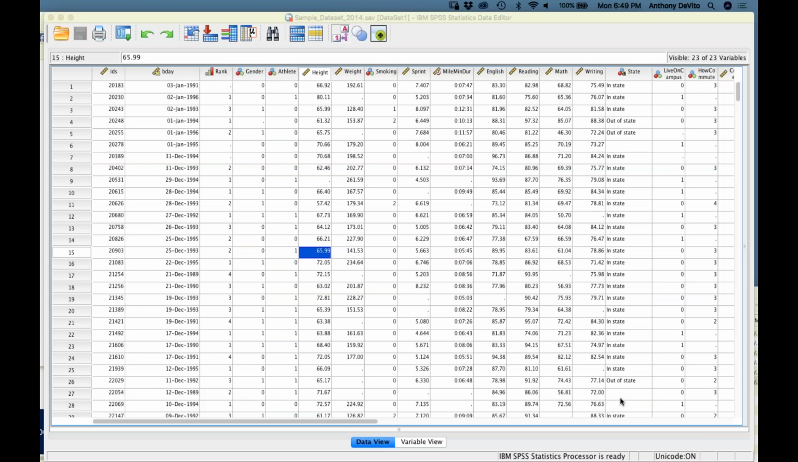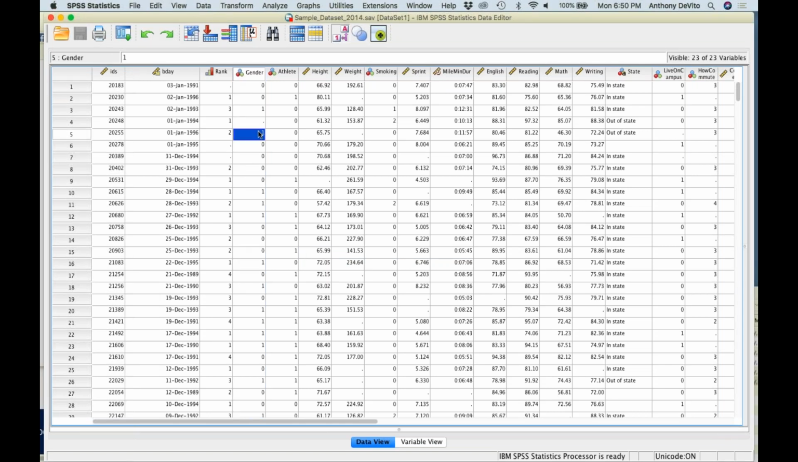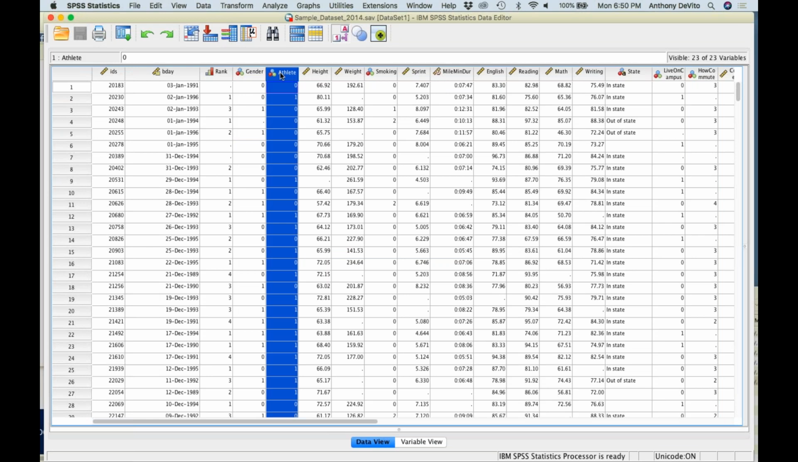Okay, we're back, and I just downloaded a file, sample data set 2014. I'll put it up on Blackboard later on, but for now, you guys can just look over my shoulder on this. There's a series of variables here: birthday, rank, gender, athlete, height, weight, so on and so forth, smoking status. And you'll notice that some of these are clearly categorical variables. For instance, gender, right? We can see 0s and 1s. Athlete, 0s and 1s also. Most likely it means that person took part in collegiate athletics, or they didn't.